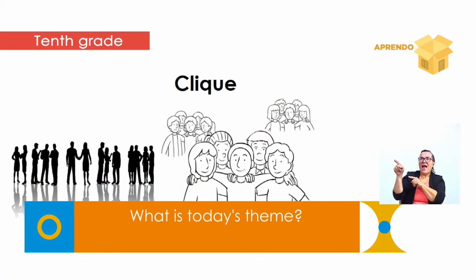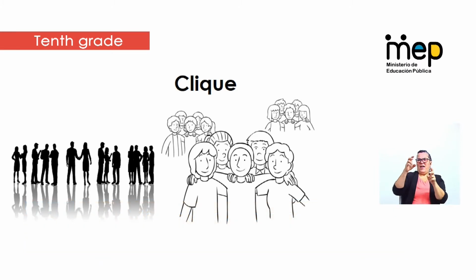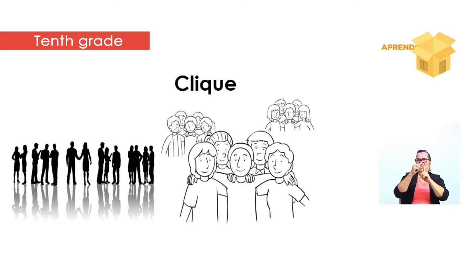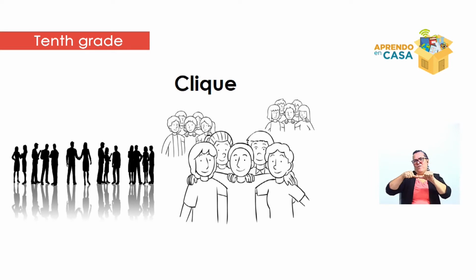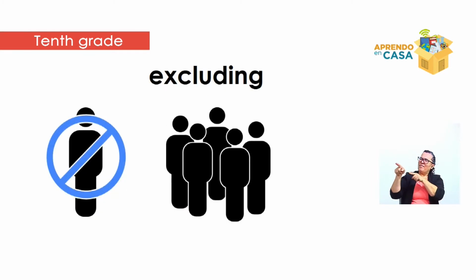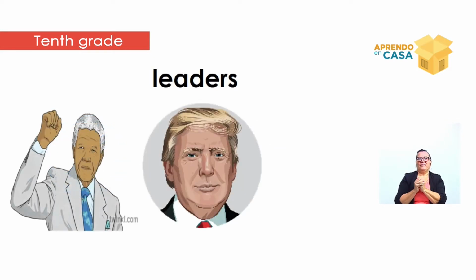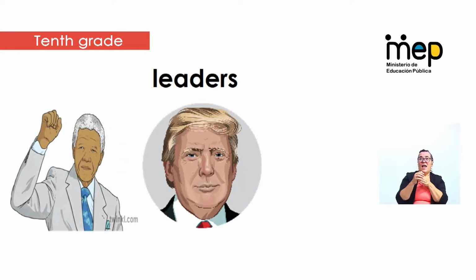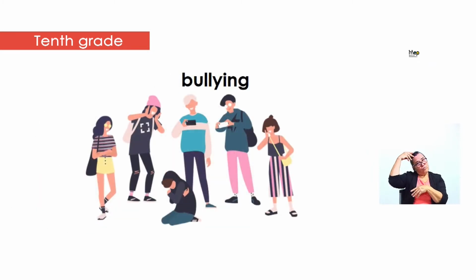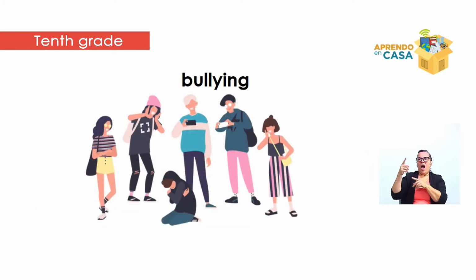Okay, then we have the first word, clique. Look at the image. Pay attention because you are going to try to figure out the meaning of the words according to the picture. Next, excluding. Number 3, leaders. Here we have Nelson Mandela, right? And the President of the United States, Trump. Next one, bullying. Maybe you can recognize that word very easily, right?